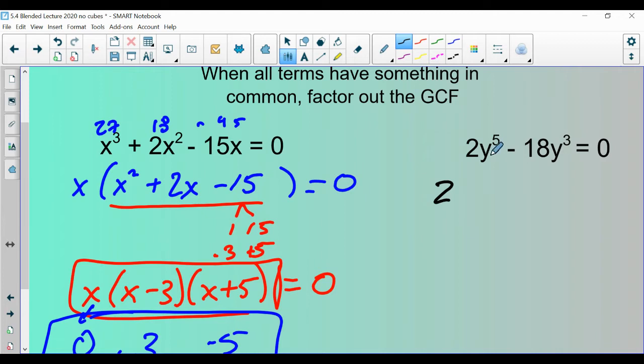In addition to the 2, though, I can actually factor out a y cubed. This one has 5 y's with it, and this one has 3 y's. In common, they have 3 y's. I can factor out that 2y cubed. So if I take out a 2y cubed here, what would go in the parentheses would be y squared. 2y cubed times y squared, if I redid the distributive property, would give me 2y to the 5th. And this one here would be minus 9.